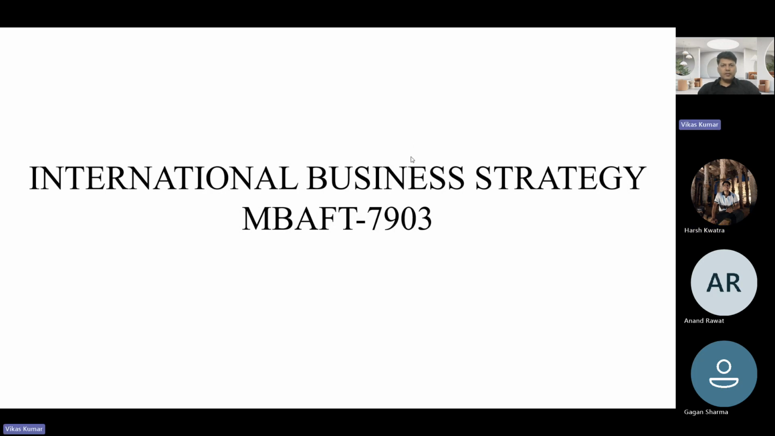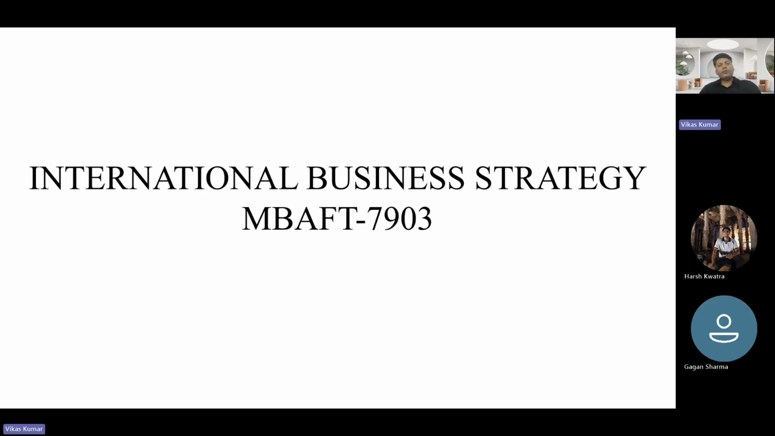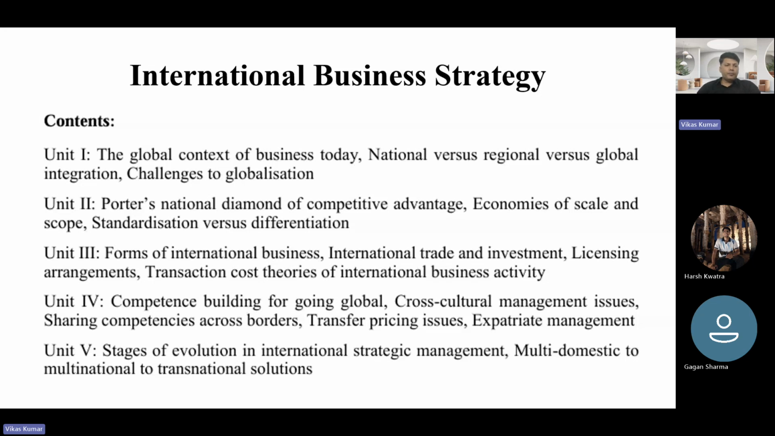International business strategy. So in the last class we started with our Unit 2, Porter's National Diamond of Competitive Advantage. Today we are going to discuss the economies of scale and scope, and then, with respect to the economies of scale only, standardization versus differentiation. So today we are going to complete our Unit 2. Before going ahead, I just want to recap the Porter National Diamond of Competitive Advantage. Let's revise this first, then move on to our topic, economies of scale.